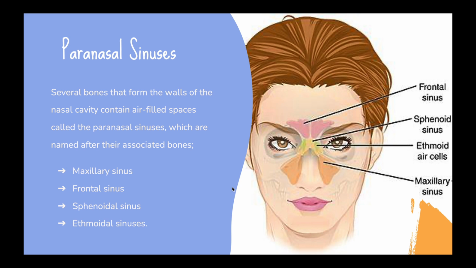The next one is the paranasal sinuses. Several bones that form the walls of the nasal cavity contain air-filled spaces called the paranasal sinuses, which are named after their associated bones. The frontal sinus, the sphenoid sinus, the ethmoid sinus, and the maxillary sinus. The paranasal sinuses communicate with the nasal cavity via several openings and thereby also receive the inhaled air and contribute to its humidifying and warming.